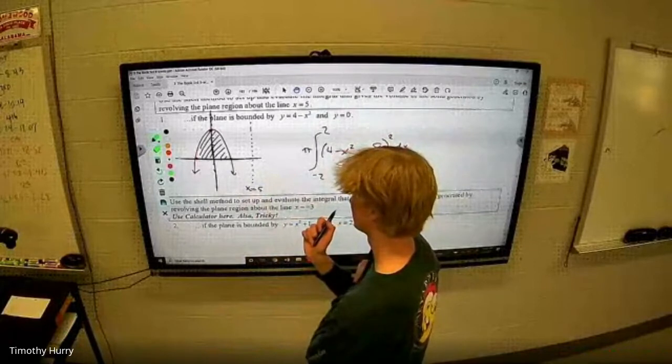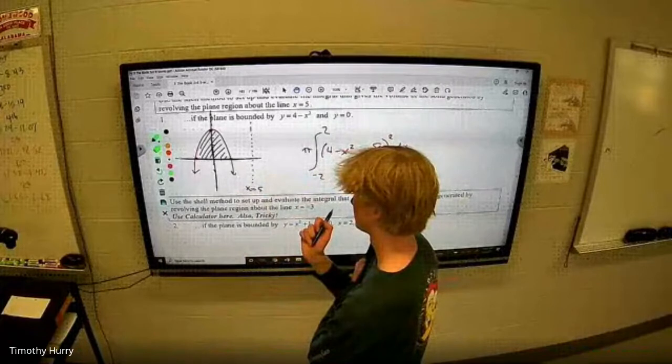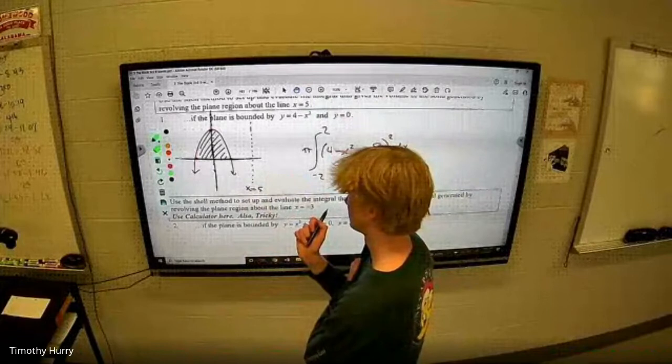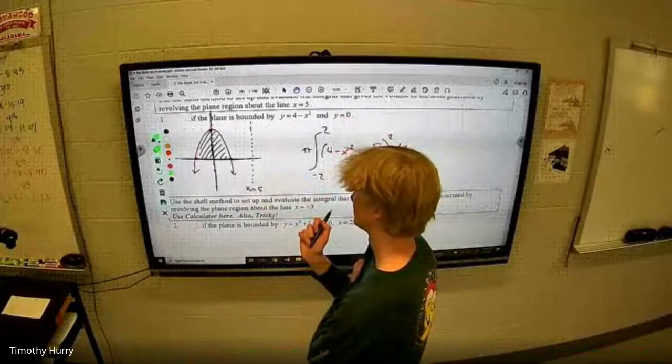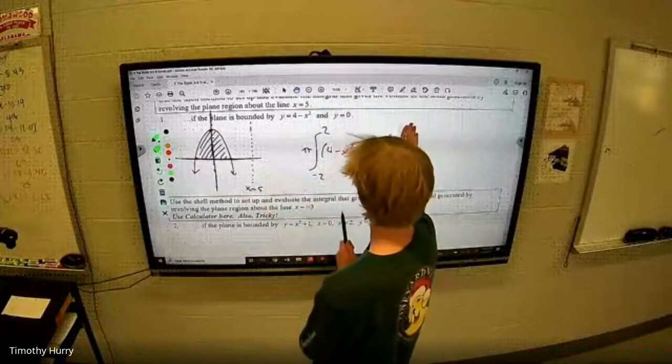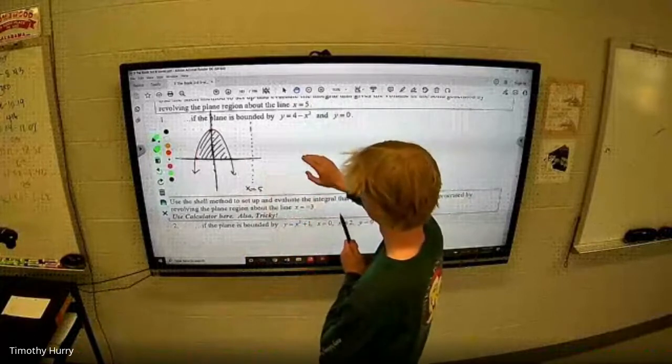So for a vertical axis, what's probably your best bet? Unless you want to change it all, and you can if you want, except this direction said use the shell method. You just can't see it right up there at the top. So how do I do the shell method?